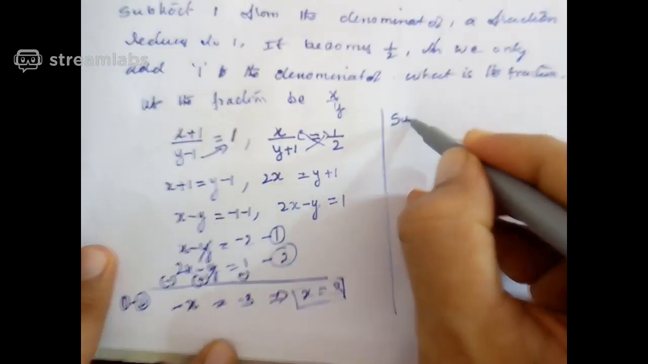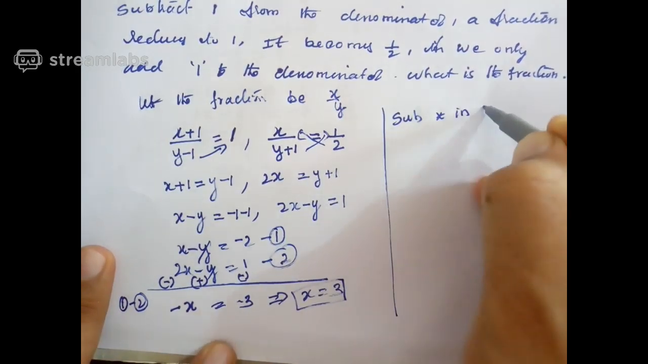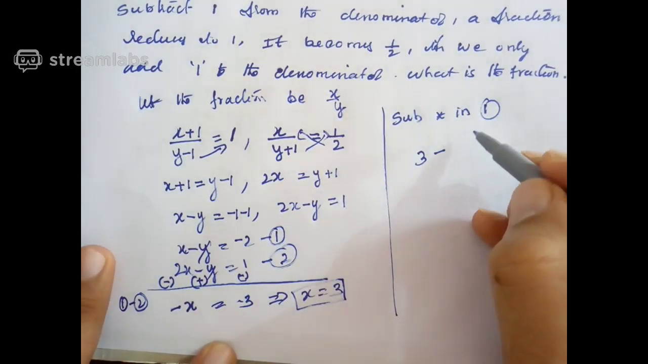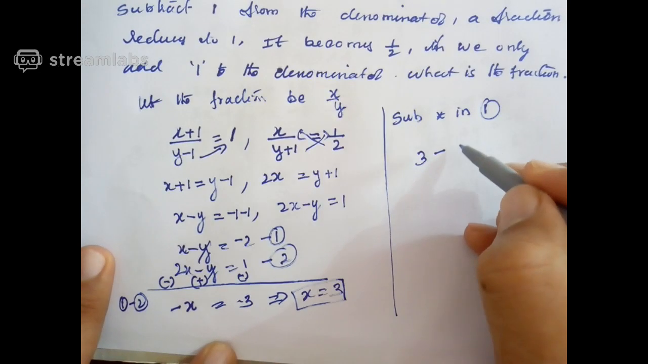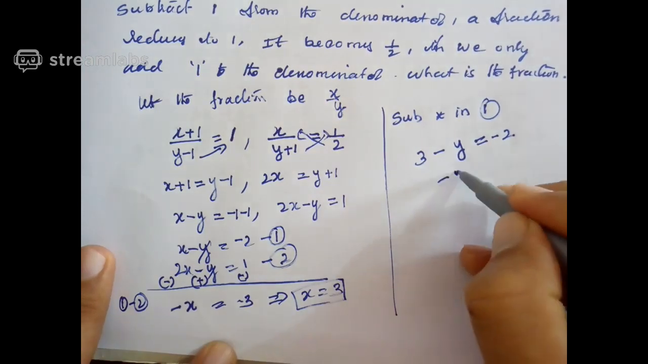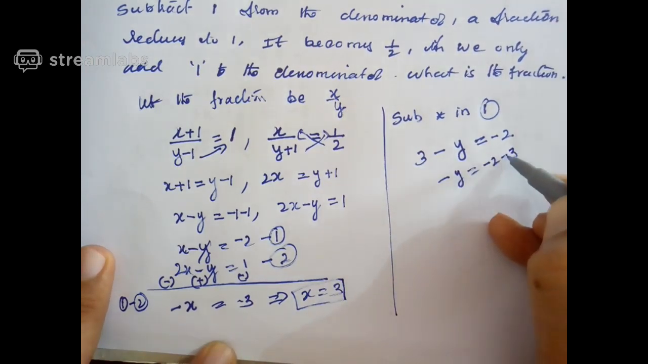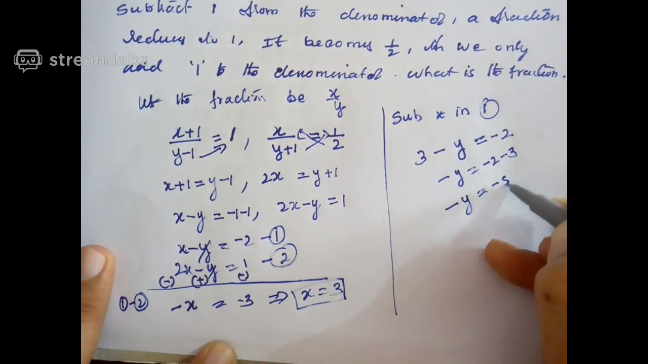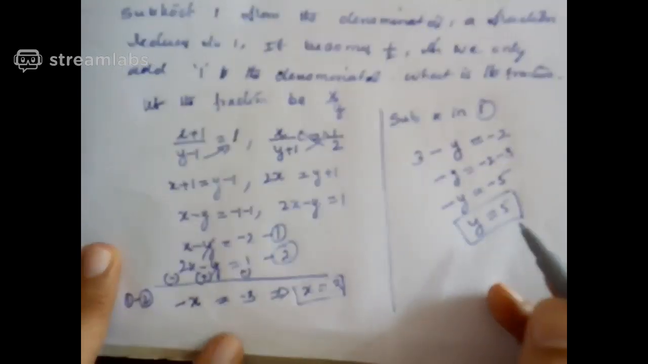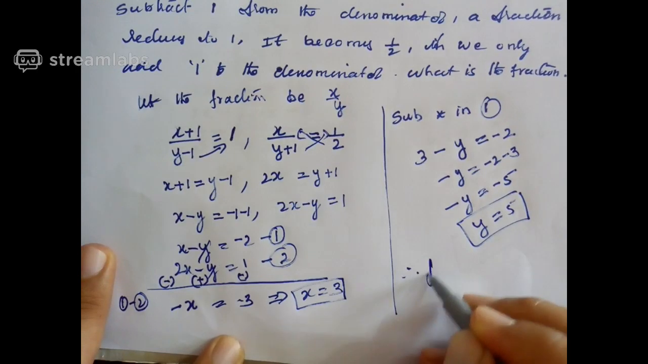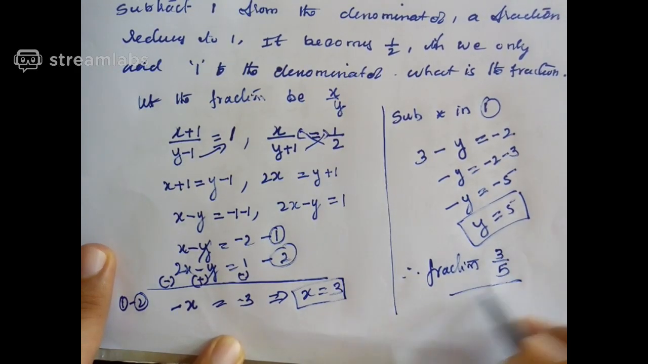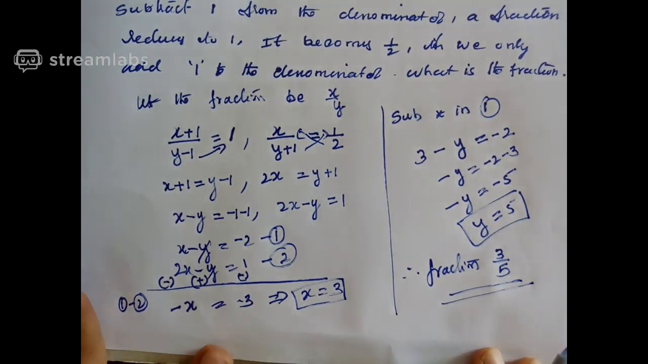Therefore, substitute x in 1. That is 3 minus y is what? Minus 2. Minus y is minus 2 minus 3. Minus y is minus 5. y is 5. Then what is the fraction? Therefore, the fraction is 3 by 5. Fraction is 3 by 5.